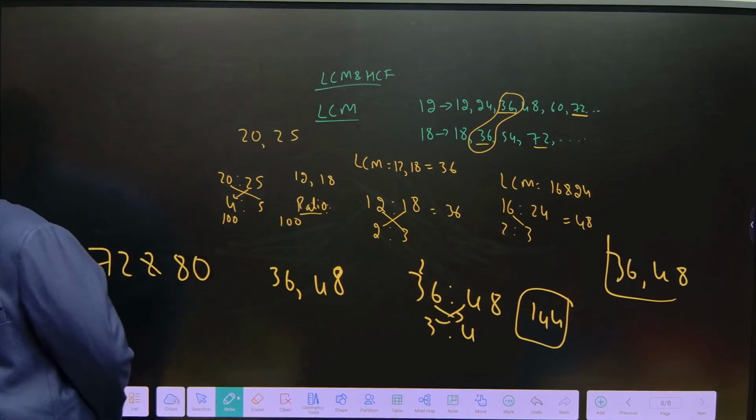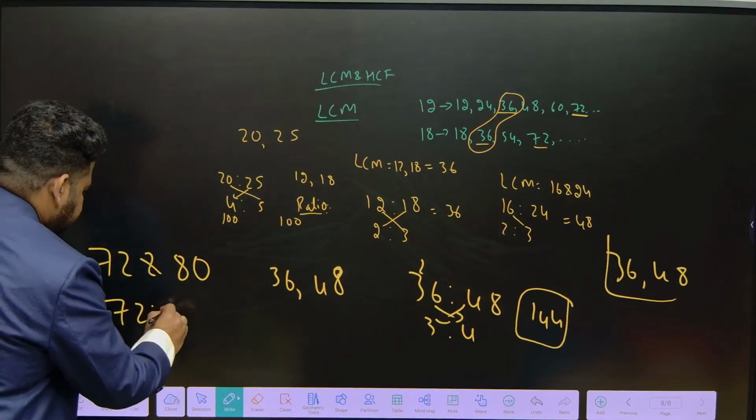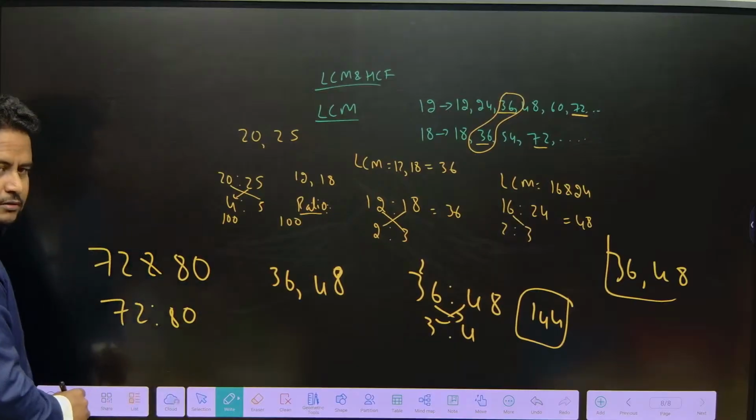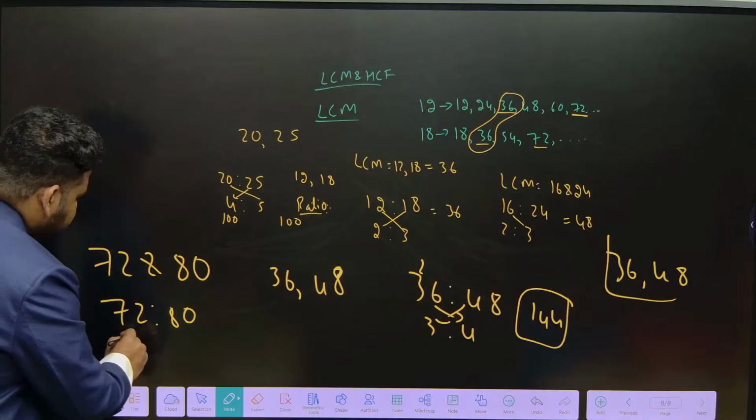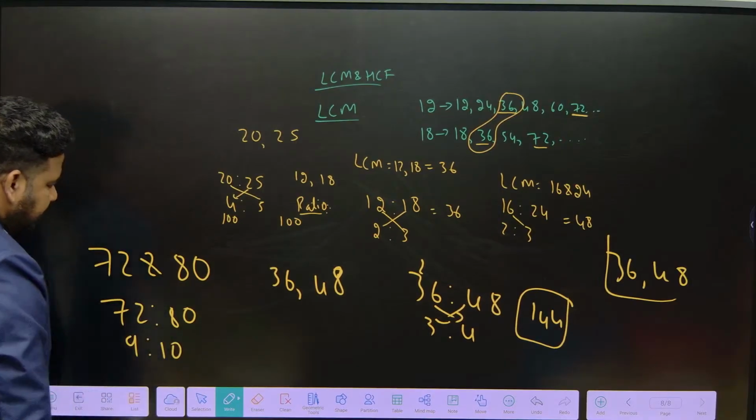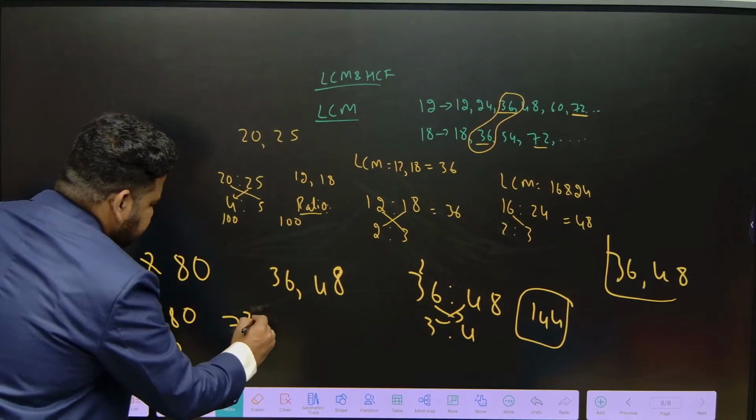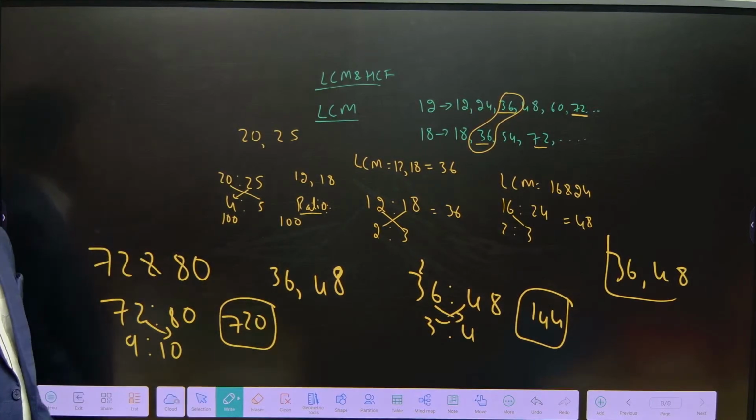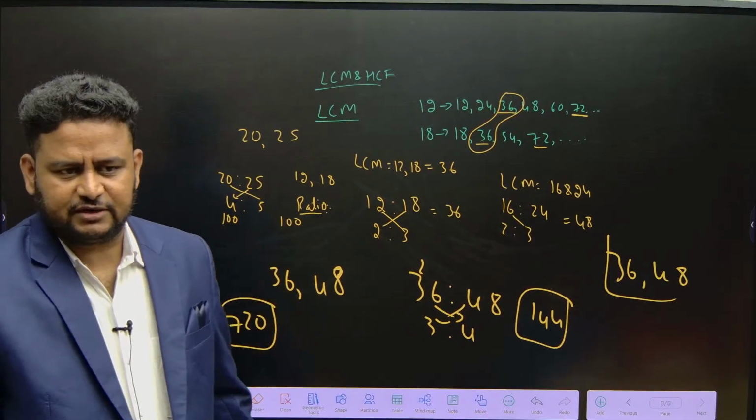Harati, 144, that's good. So 72 is to 80, correct? So I can write it as 8 9s are 72, 8 10s are 80, correct? So I can write it as 72 into 10, that is 720 is the LCM, that's it. 720 is the LCM, got it? Clear? So this is the way you have to find the LCM.